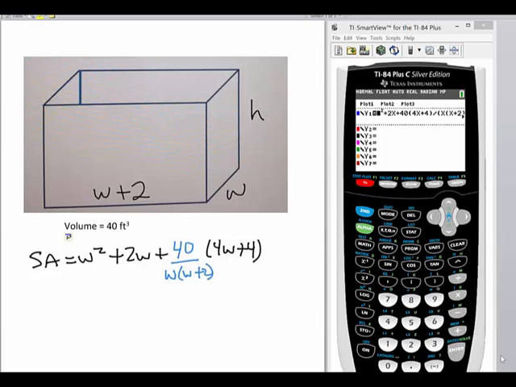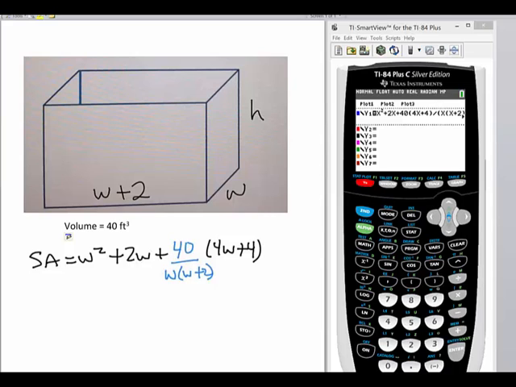So this is a video about using your calculator to find a minimum or a maximum for an optimization problem where you're looking to find kind of a real-world answer. So there's no work here shown, but this is a problem where you're supposed to minimize surface area given a certain volume and some information.